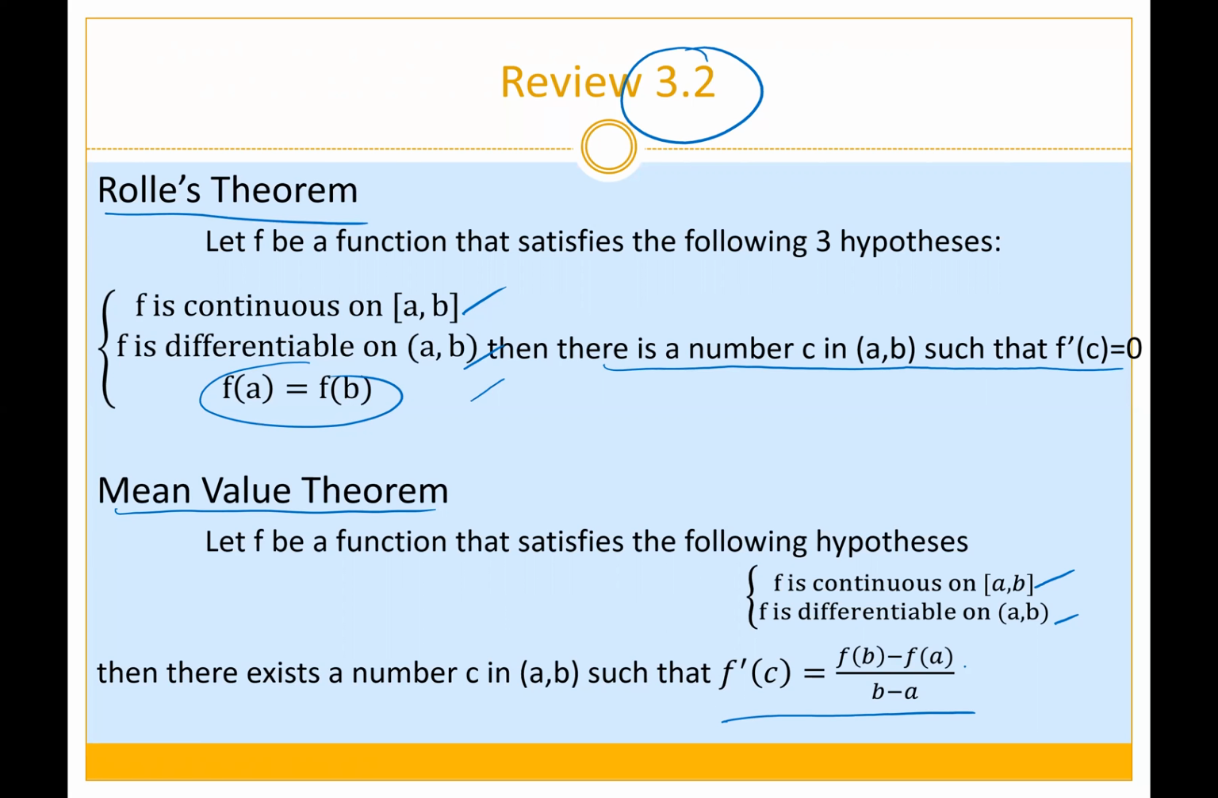As you can see here, if you have f(a) equal to f(b), this is going to be equal to 0, which takes us back to Rolle's theorem. So I would highly recommend remembering it this way, because it's really easy to remember, especially when you have to deal with a lot of theorems.